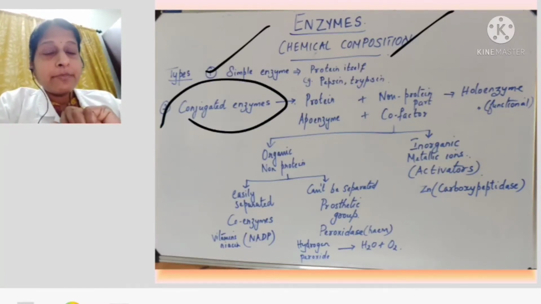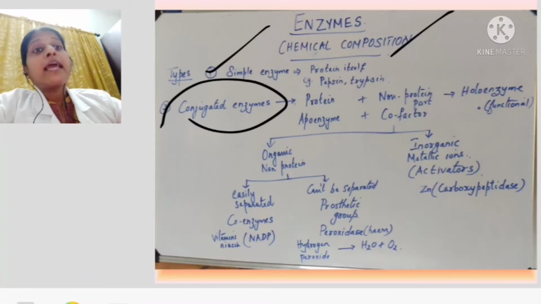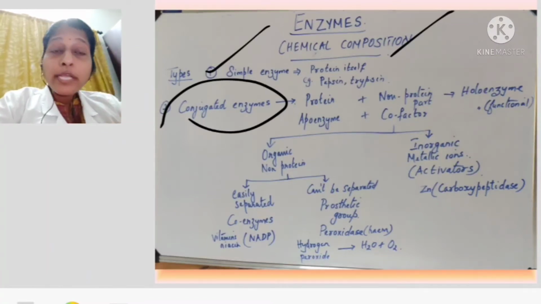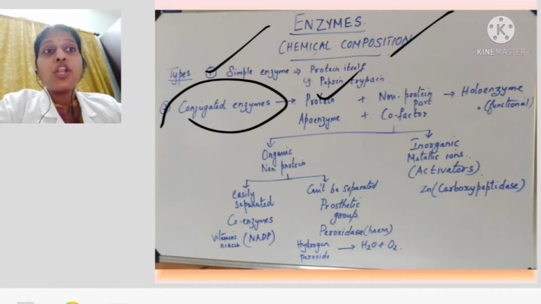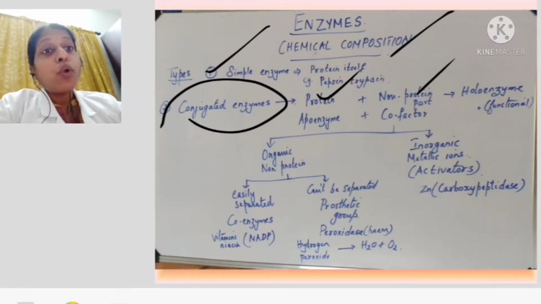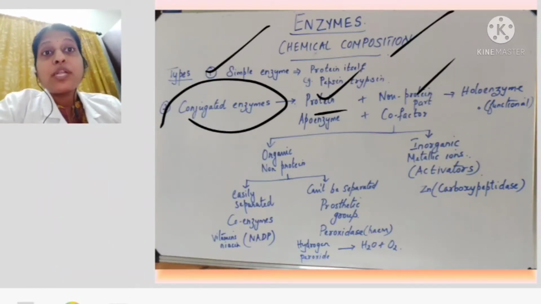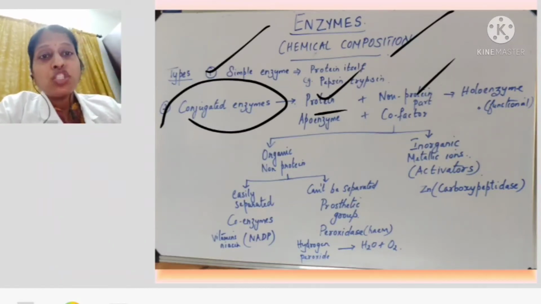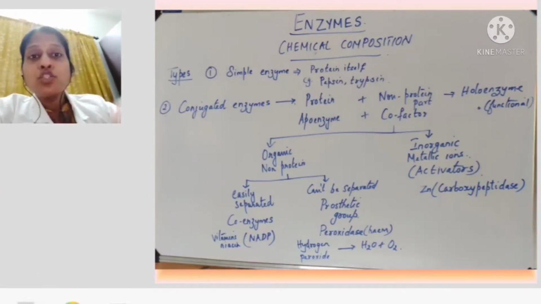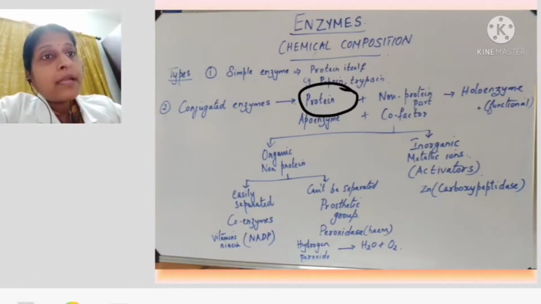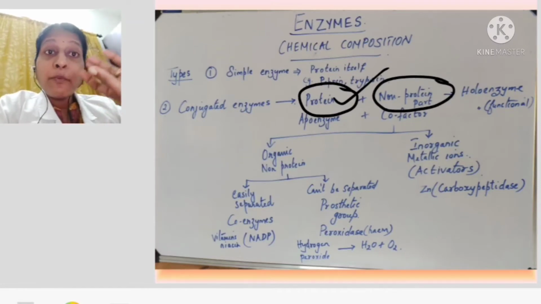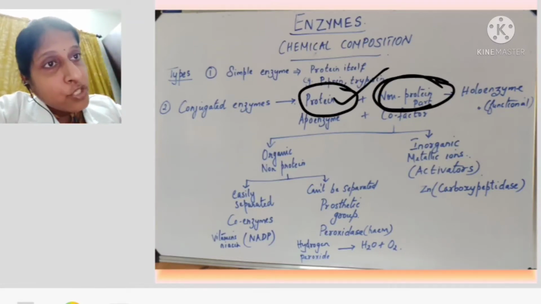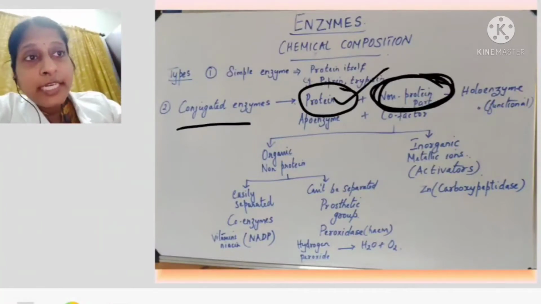In conjugated enzymes, what is the difference? They have two parts. What are the two parts of the conjugated enzyme? One is the protein part and another is the non-protein part. The protein part of the enzyme we call as what? Apoenzyme. So the conjugated enzyme has two parts: the protein and the non-protein part. With only the protein part, it will not be functional. The enzyme will become functional only if it has this non-protein part as well.